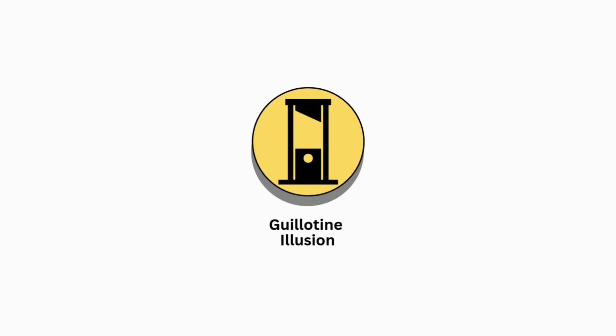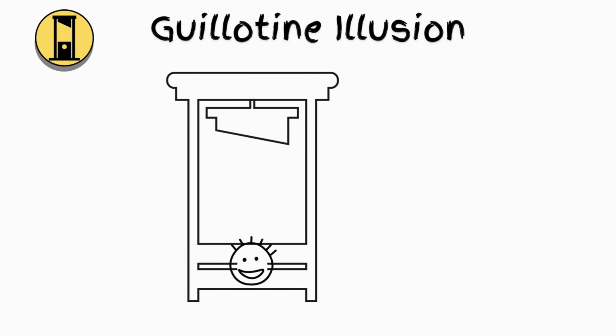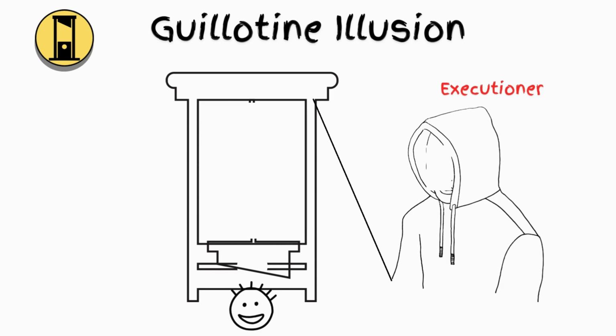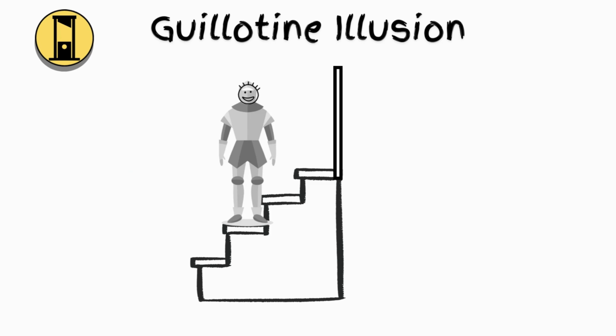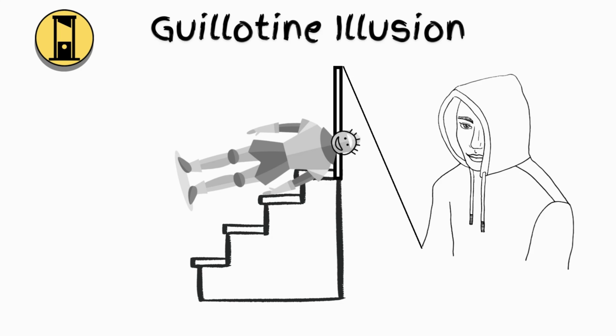Guillotine illusion. In this act, the magician appears to be strapped into a guillotine, and the audience witnesses their head being chopped off. Later, it's revealed that the magician switched places with the executioner. This is possible because the magician wears armor shaped to look like their body, so the assistants can discreetly remove it from the guillotine setup, allowing the magician to escape and reappear as the executioner.